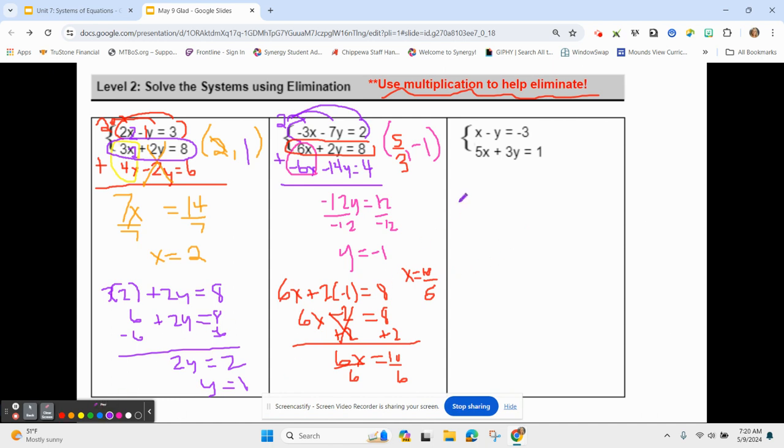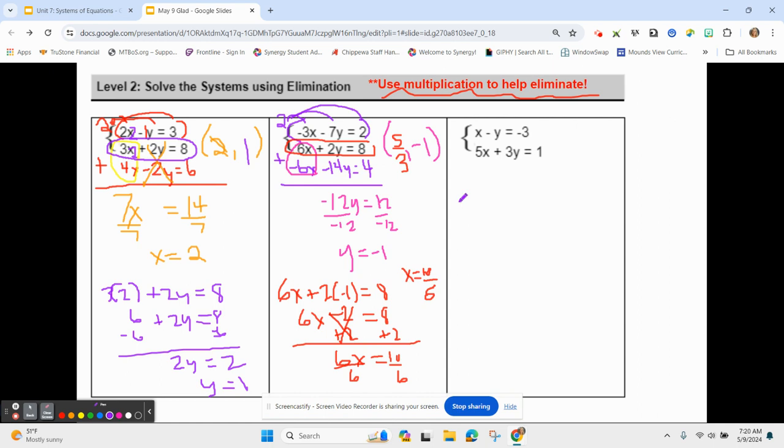All right, last one. I am looking and I see that my x's do not cancel. My y's do not cancel. But I can make either one cancel, forcing multiplication. What I do like about the y's is that they're already positive and negative. So I think it would be easiest to make the y's cancel.